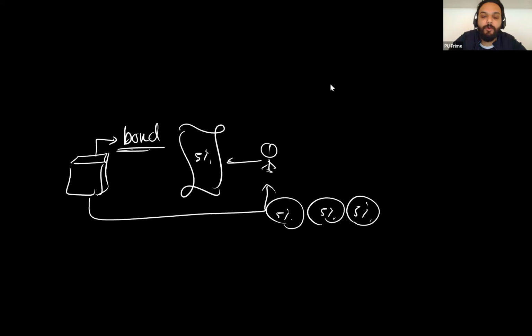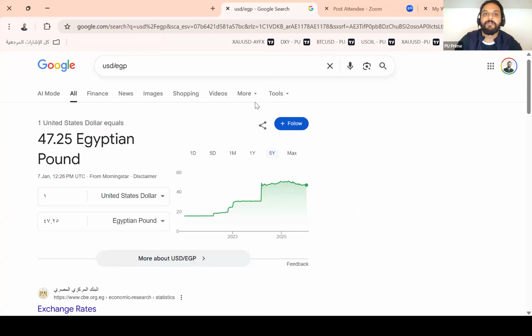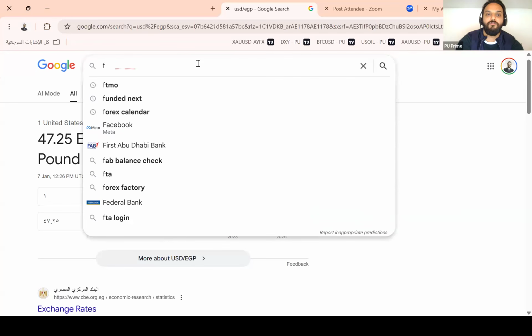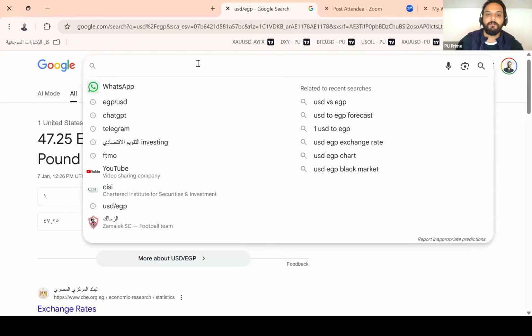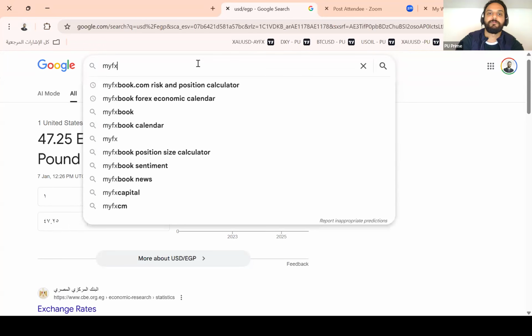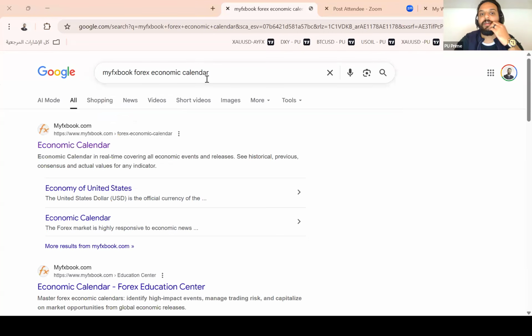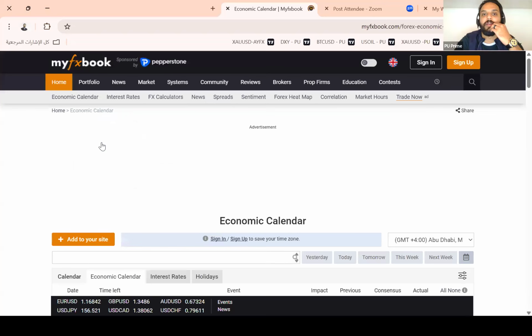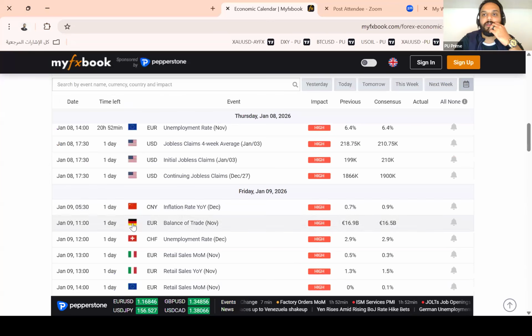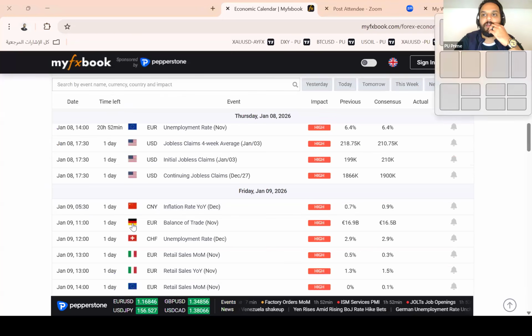Any more questions? Any more doubts? What is the best recommended source for news apart from typical Google searches? You just need to go for the economic calendar. That's it. Very simple. For example, MyFXBook economic calendar, you just open it like this. And then you would go here. Just do the following that I'm going to do.